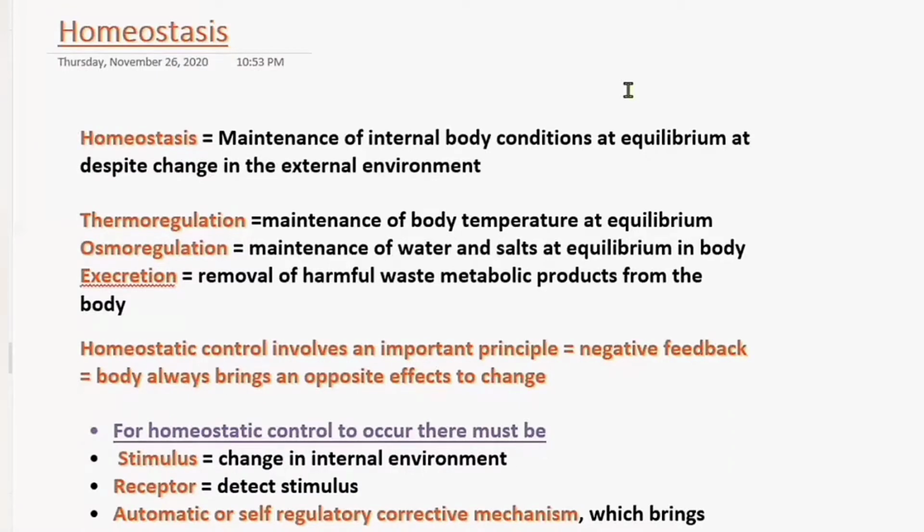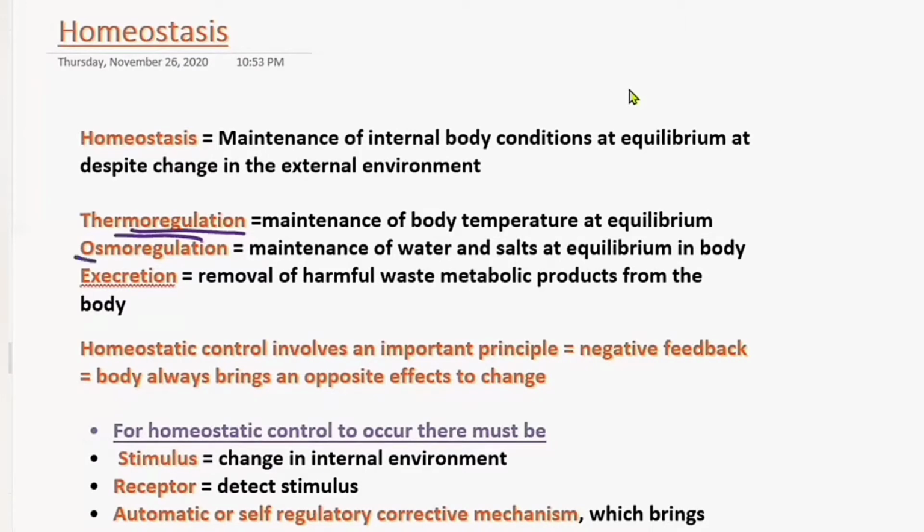Then there are also different processes. Temperature should be constant, and the maintenance of the constant temperature is known as thermoregulation. There are different parts of the body which help in maintaining the temperature at a constant level.